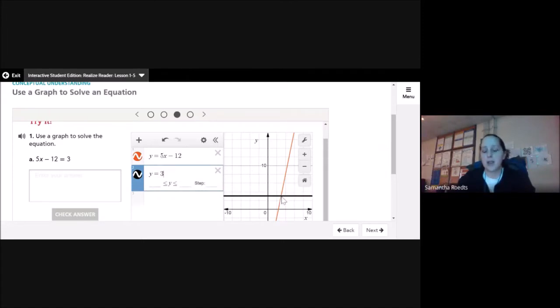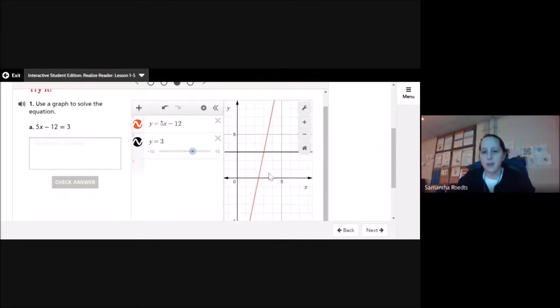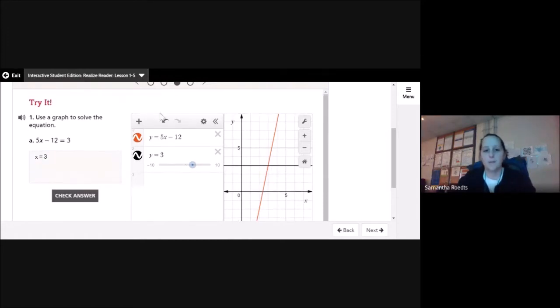We can see that they cross right here at 1, 2, 3. x equals 3, y equals 3, sorry. So x equals 3. Okay.